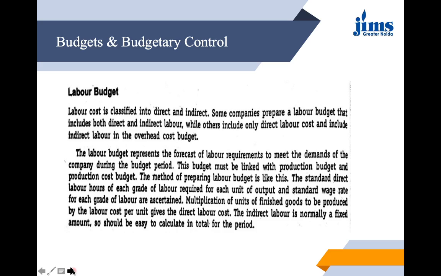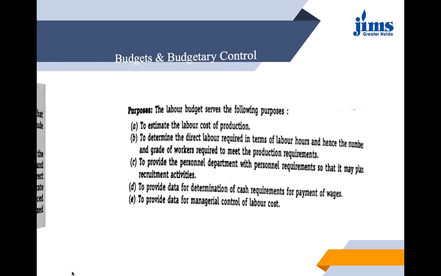The method of preparing the labor budget is easy. Let us see that. The standard direct labor hours for each grade of labor required for each unit of output, and the standard wage rate for each grade of labor are ascertained, and then they are simply multiplied. Multiplication of units of finished goods to be produced by the labor cost per unit gives the direct labor cost. Indirect labor cost is normally fixed, so it is easy to calculate for the period.